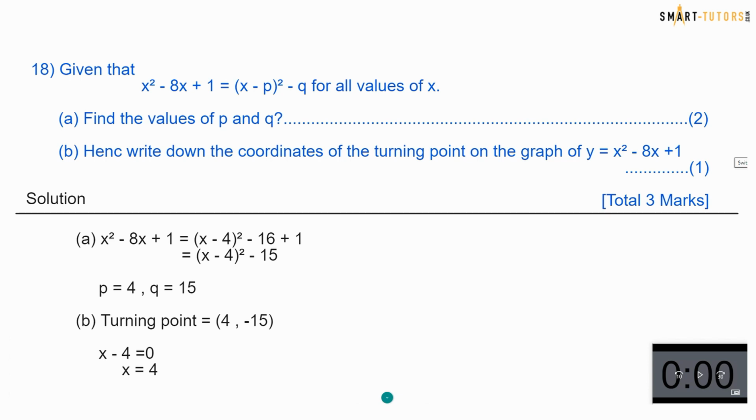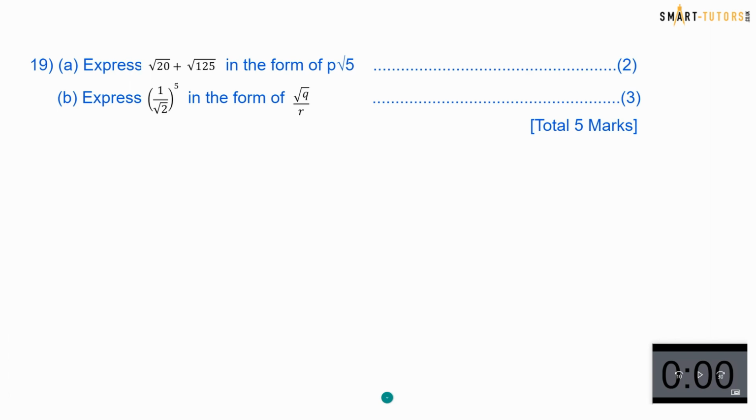Let's look at question number 19. Express square root of 20 plus square root of 125 in the form p root 5. It's a 2 marks question. And express 1 over root 2 to the power 5 in the form square root of q over r. That is a 3 marks question. Altogether it's a 5 marker, and I'm going to give 1 minute for that.